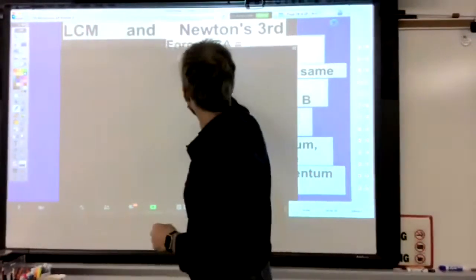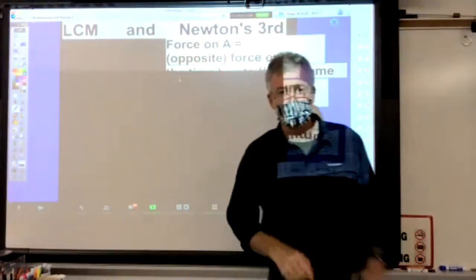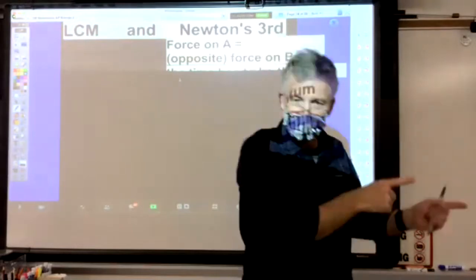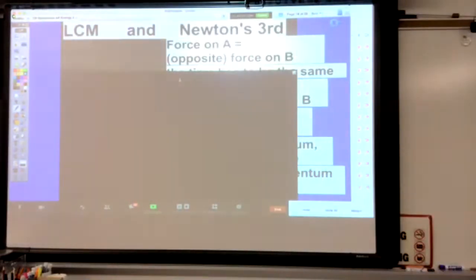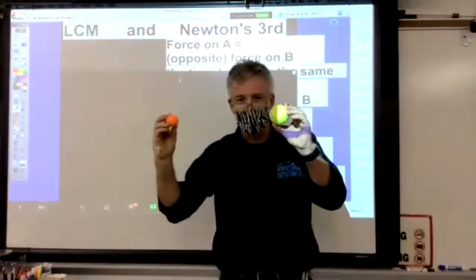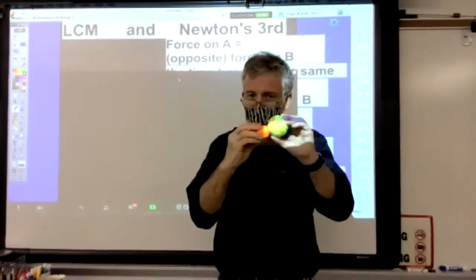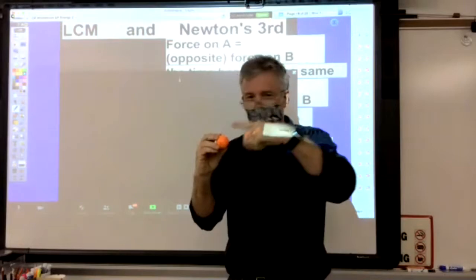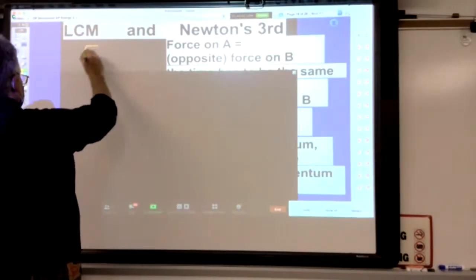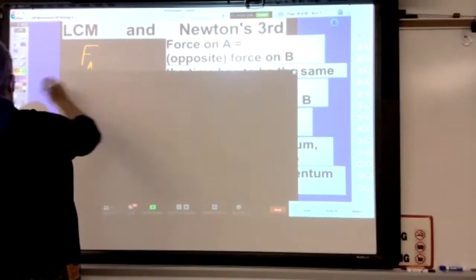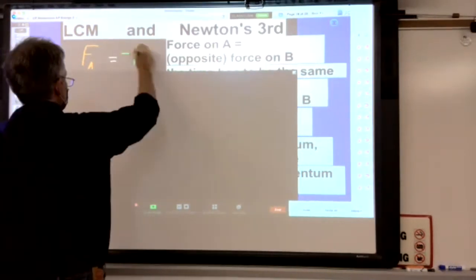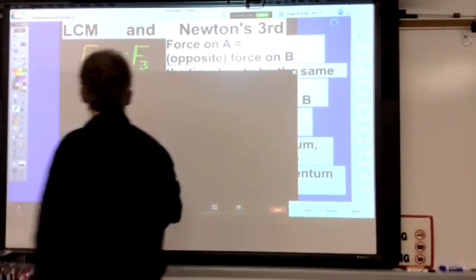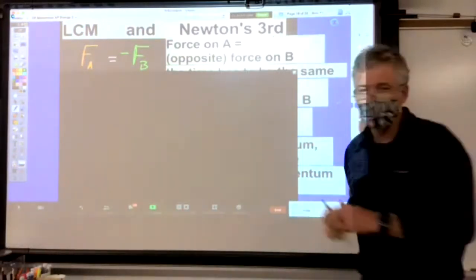So let's start out with Newton's third law, which basically says if A exerts a force on B, then B exerts an equal and opposite force on A. So when the golf ball hits the tennis ball, the tennis ball hits the golf ball with an equal and opposite force. The force on A has to be equal to, but opposite to, the force on B. Right? So that's Newton's third law written as a formula.